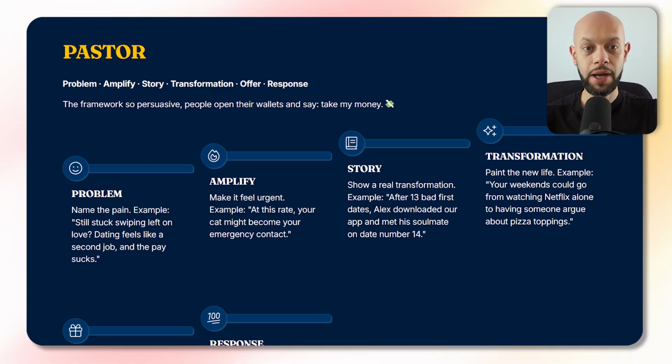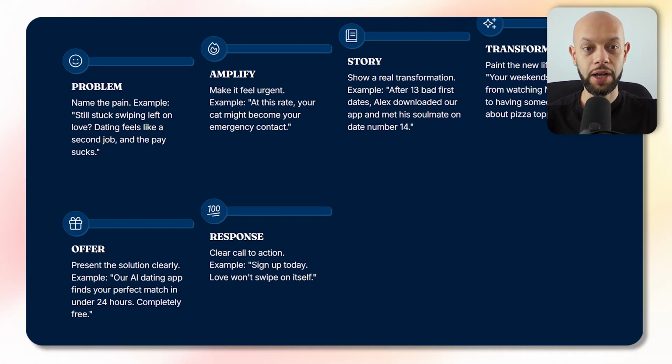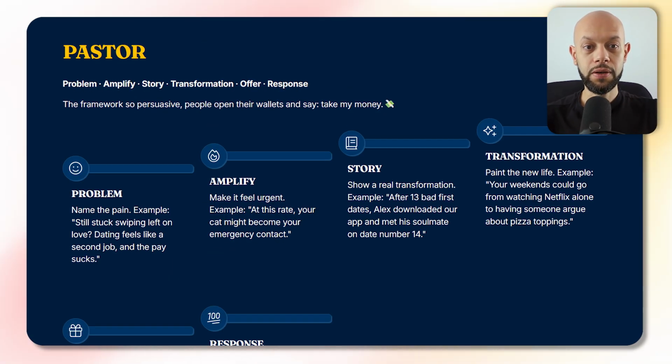So the fifth and last copywriting framework that we use for our ecom clients is the PASTOR. This is problem, amplify, story, transformation, offer, and response. So let's start with the problem here. You name the pain. As an example, "Still stuck swiping left on love?" So this is for a dating app. "Dating feels like a second job and the pay sucks."